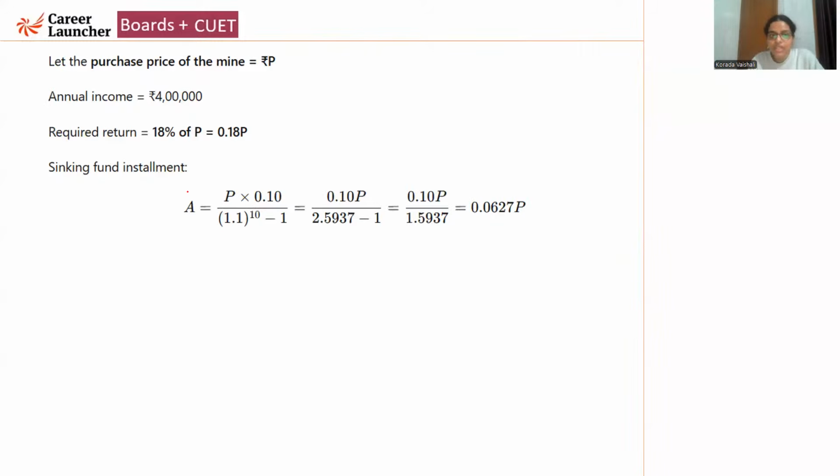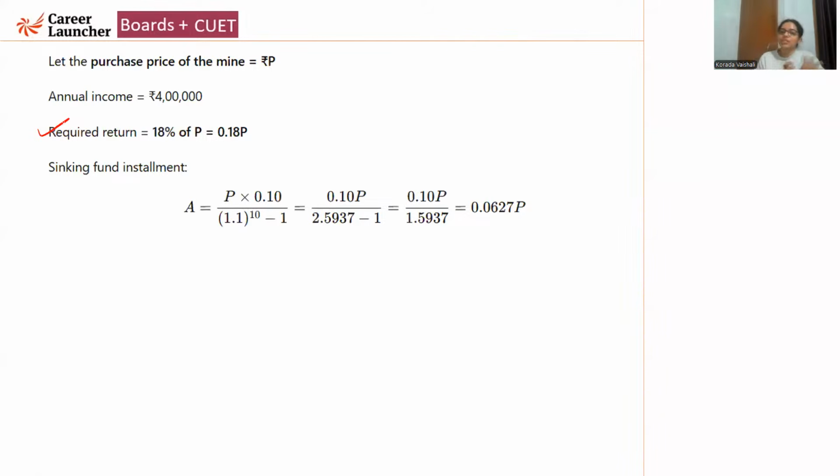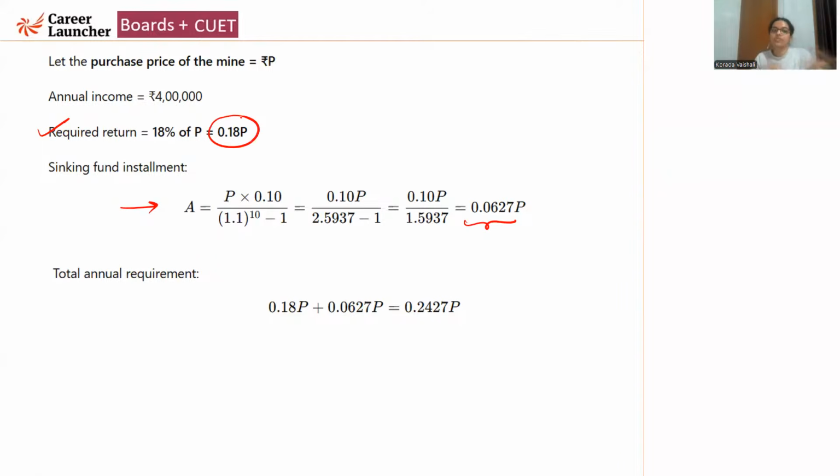So let's do it. यहाँ पे हमें क्या गिवन है? परचेज प्राइस हम P ले रहे हैं, एनुअल इनकम 4 lakhs. बट हम क्योंकि रिक्वायर्ड रिटर्न हम क्या कह रहे हैं? 18%. So it means it is going to be 18% of the purchase price, right? So it means just simply making use of the sinking fund का formula, you will get this relation that A is equal to 0.0627P. And now the total requirement is considering that required return. So दोनों को add करके you will get the value as 0.2427P.